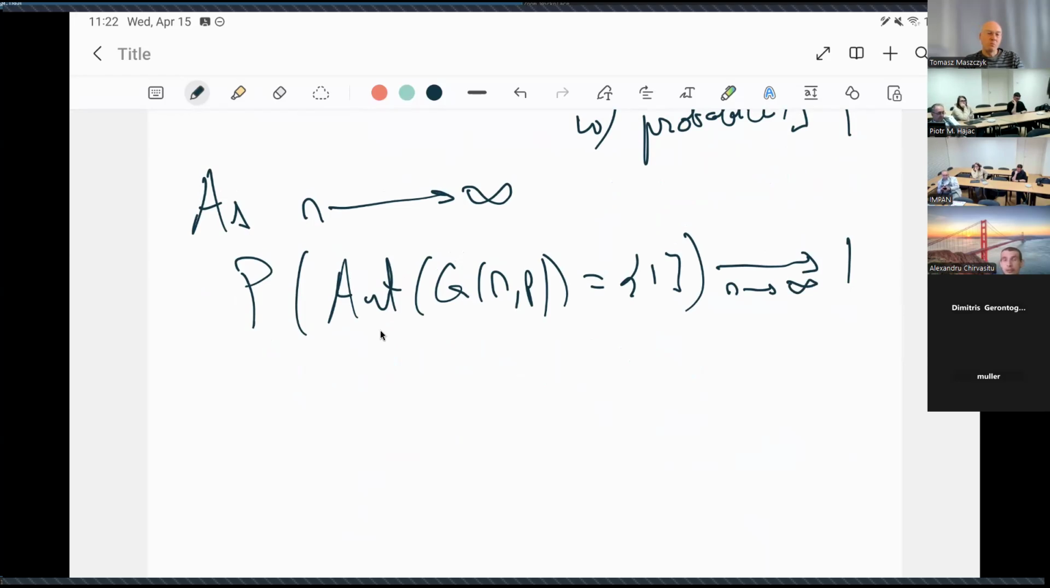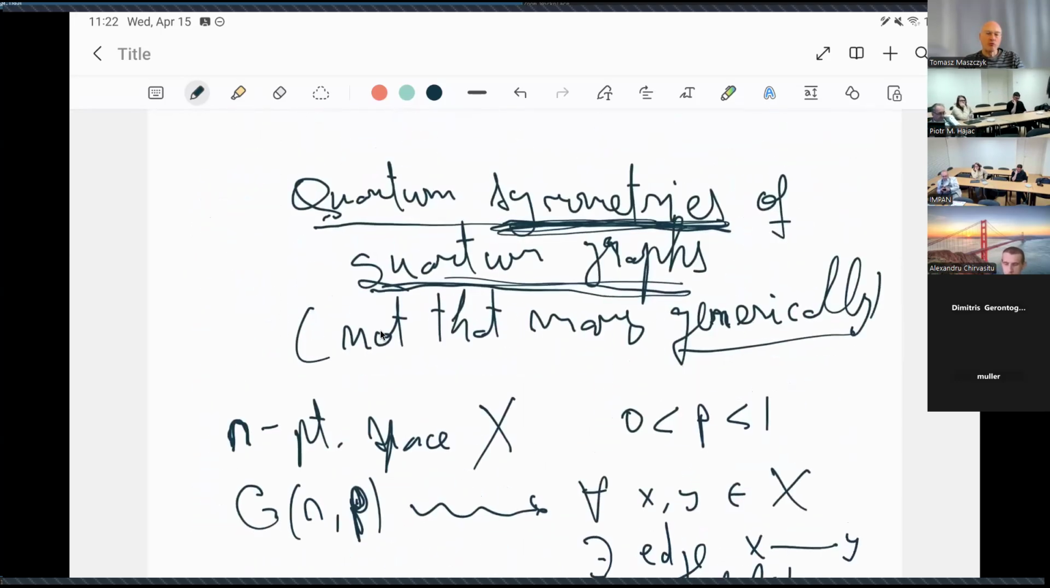That's their result. And this is the sort of thing we're trying to capture, sprinkling some quantum nonsense.